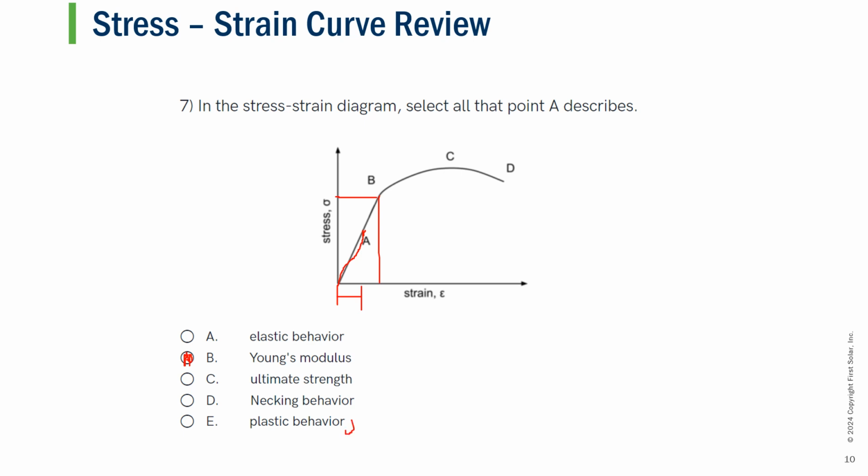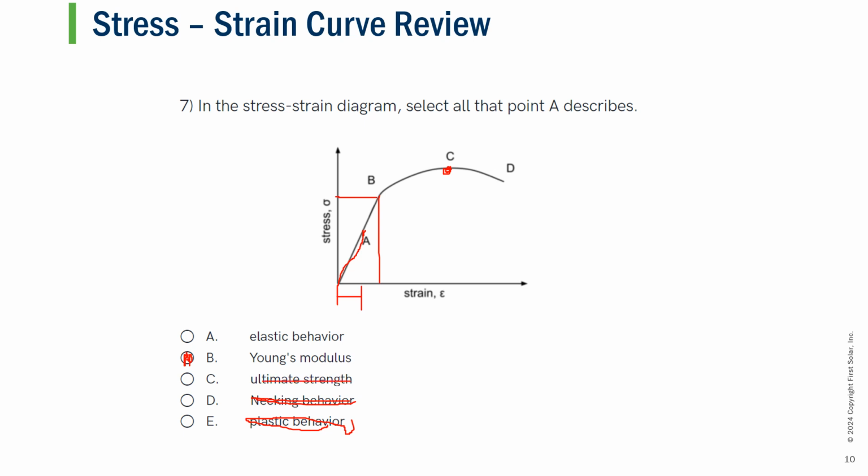So we know that plastic behavior is not one of our answers, along with necking behavior not being one of those answers. Here, ultimate strength relates to point C, where it is the highest strength or stress the material will experience during the stress strain relation. So again, we know that is not it.